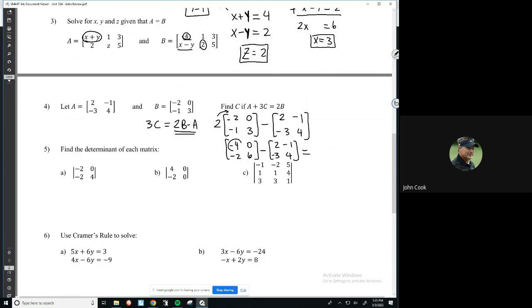Negative 4 minus 2 would be negative 6. 0 minus a negative 1 would be a positive 1. Negative 2 minus a negative 3, so plus 3, would be positive 1. And 6 minus 4 would give me 2. So that is equal to 3C.